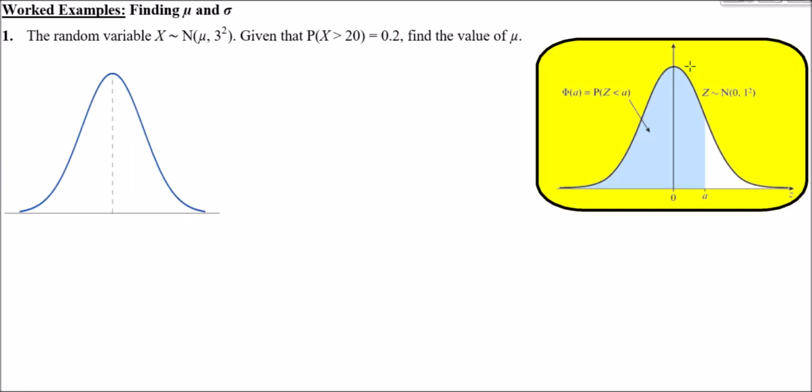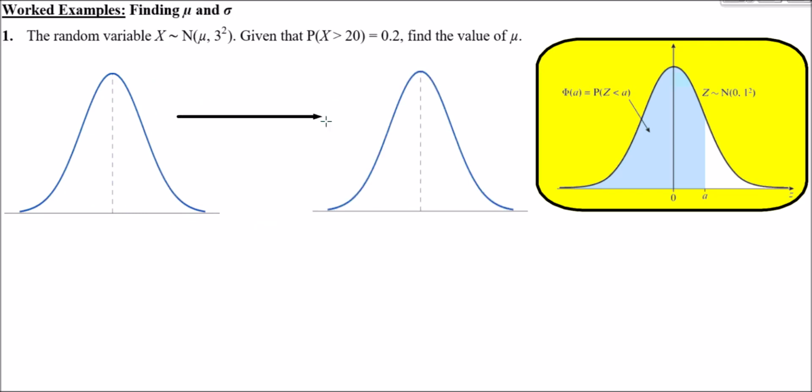So random variable big X is normally distributed with unknown mean mu and a standard deviation of 3. We're told that the probability that big X is 20 or more is 0.2. From that, we need to find the value of mu. So again, what we need to do is remember what's come before. So this is the standard normal distribution. So I'm going to suggest we think about this original distribution and then code it to our standard one as well. So this is our original one, where it's normally distributed, mean mu, standard deviation of 3 squared.